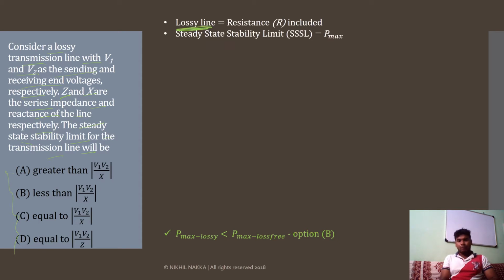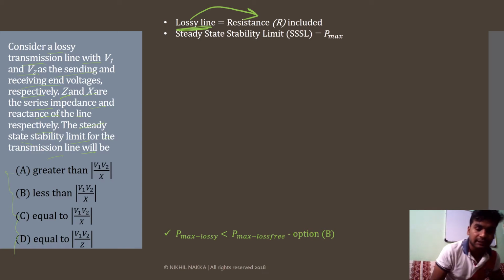Lossy line. What do you mean by a lossy line? You call it a lossy line when you are adding the resistance of the transmission line also. You are considering the resistance present in the transmission line, because in most power system problems or power system analysis, it is a common practice to neglect the resistance. We approximate the line by neglecting the resistance.